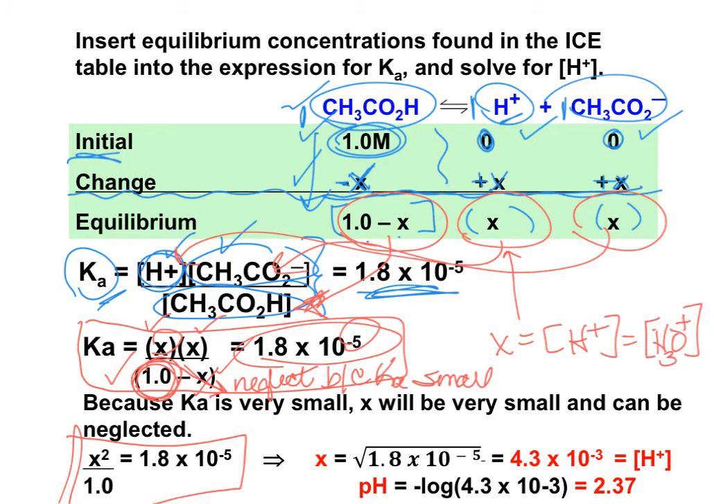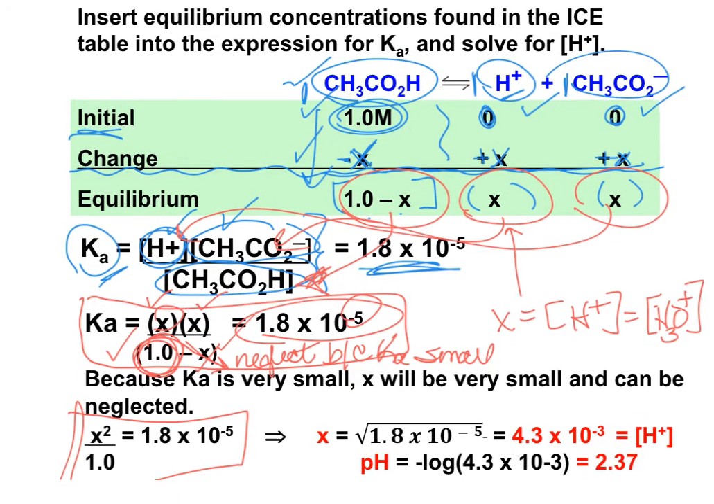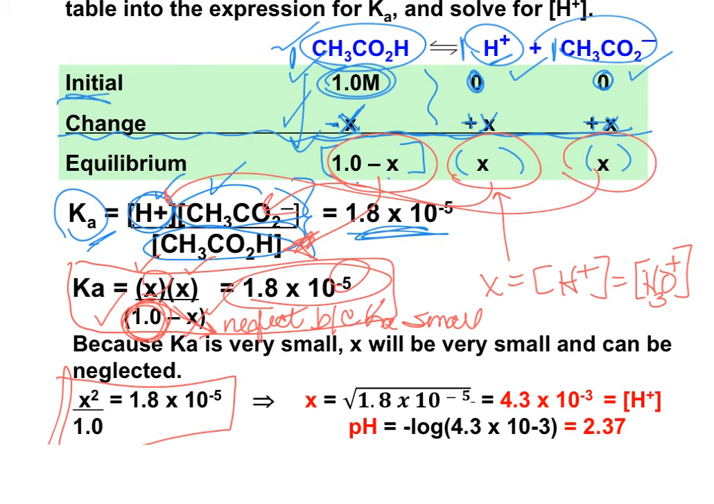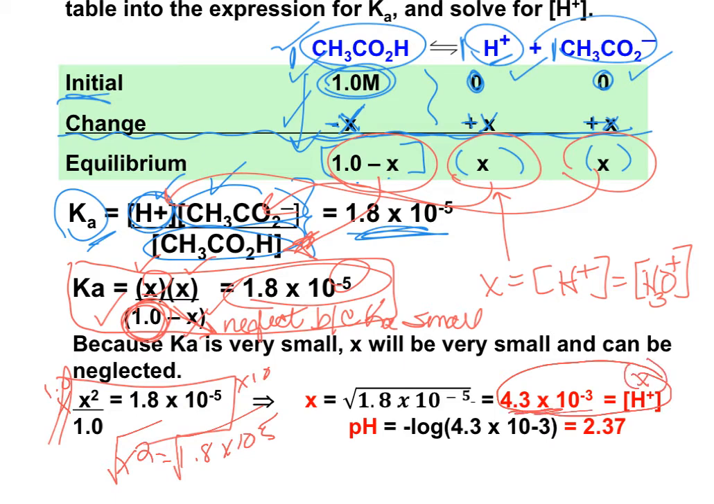And so now it's simple to solve for X. Multiply both sides by the denominator, which is just 1 in this case, okay? And then you'll have X squared equals 1.8 times 10 to the minus 5. And then take the square root of both sides, and that is it. So we get that X, which is hydronium ion, equals 4.3 times 10 to the minus 3.